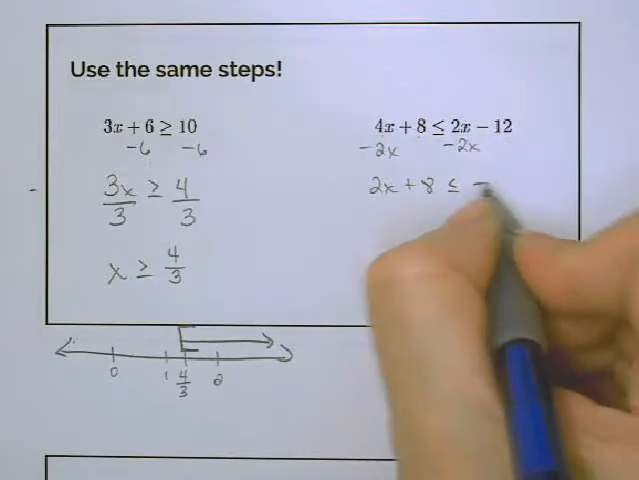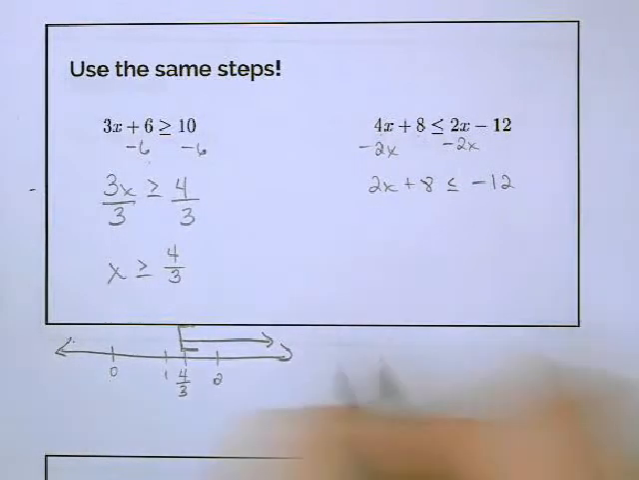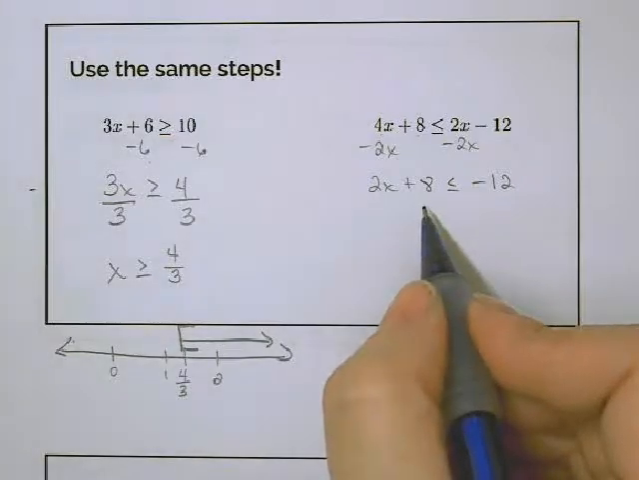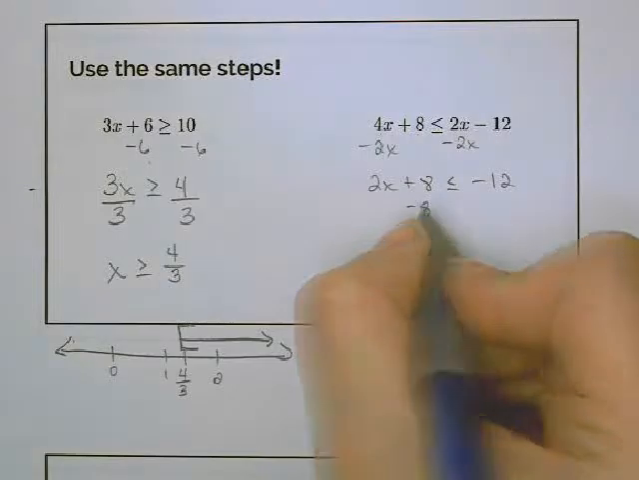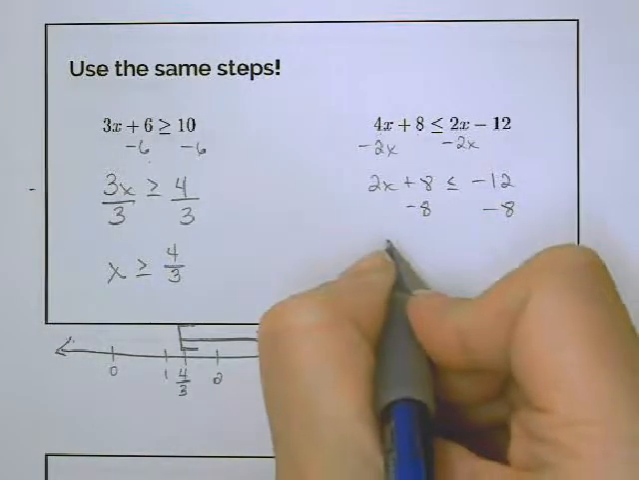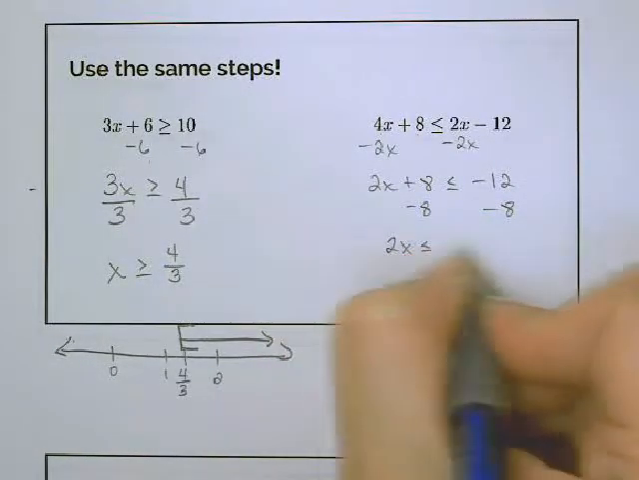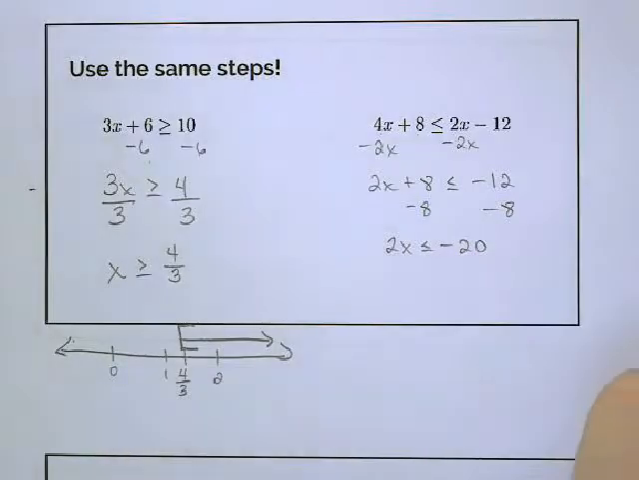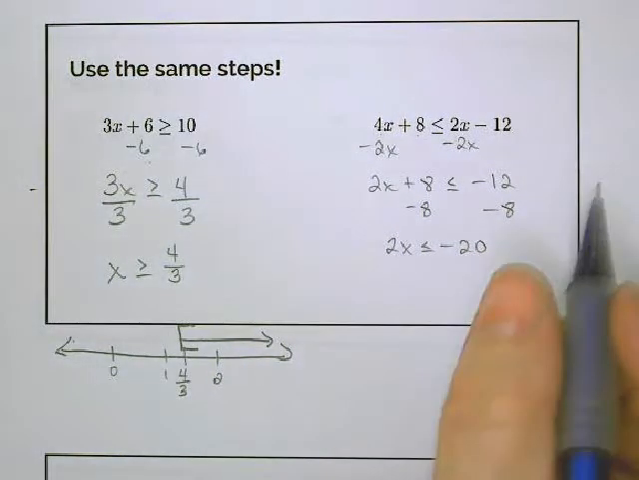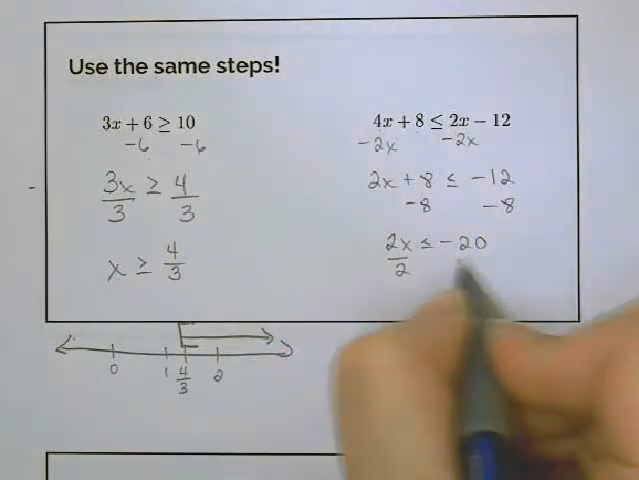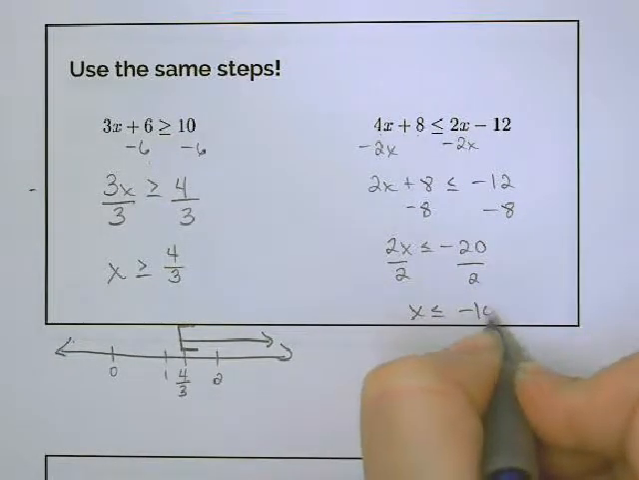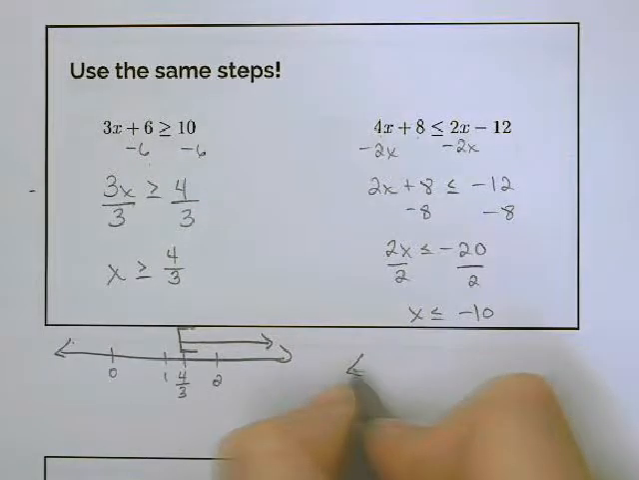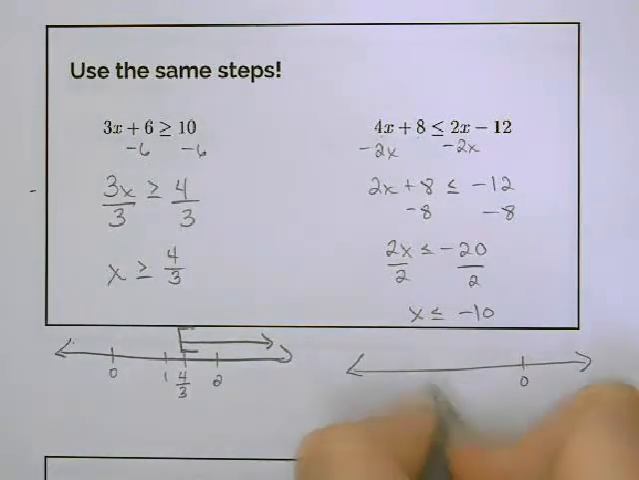The next thing is to add or subtract to get the constants to the opposite side of the variable. So I'm going to take away 8 from both sides. So I have 2x is less than or equal to negative 20. And then I divide to get rid of the 2. So x is less than or equal to negative 10. So in reference to 0, I have negative 10, and x can be anything less than or equal to negative 10.